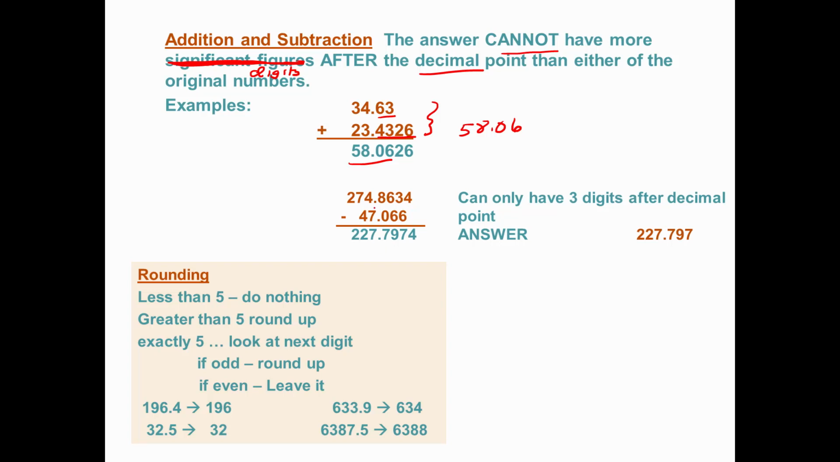Here we're doing a subtraction. Here there are 4 digits after the decimal point, 3 after this one. My answer can only have 3 digits after the decimal point. So this would be my answer.